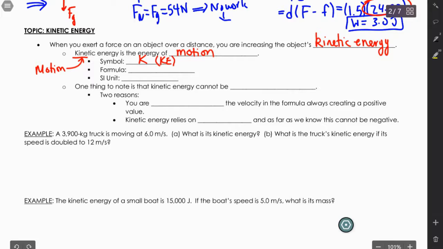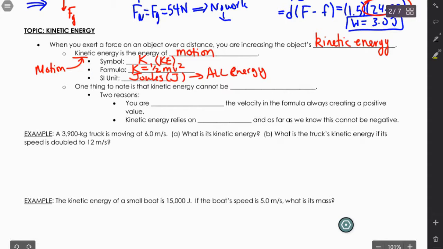Simple enough, kinetic energy. The equation is K equals 1/2 mv squared. So 1/2 mass times velocity squared. And then the unit is joules, okay, which is abbreviated J. Remember, all energy has the unit of joules here in physics.